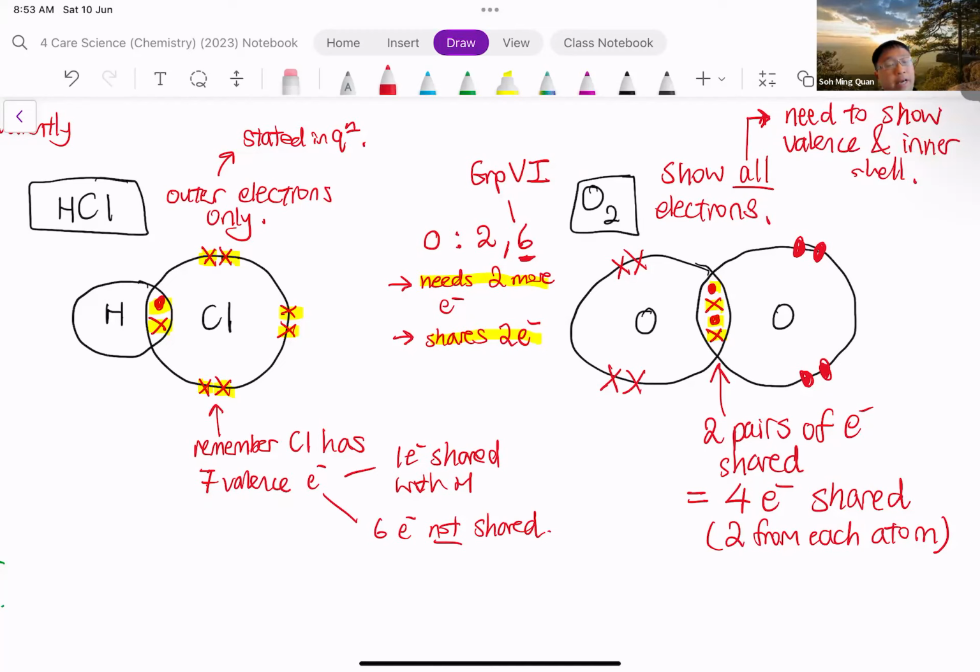Okay? Now, this is not the end yet. You must draw the inner shell. The 2 electrons in the inner shell should also be drawn. What do you notice? The inner shell electrons are not shared.